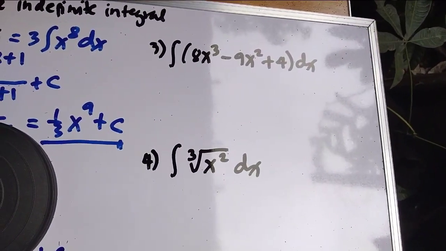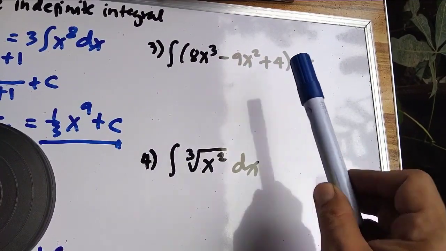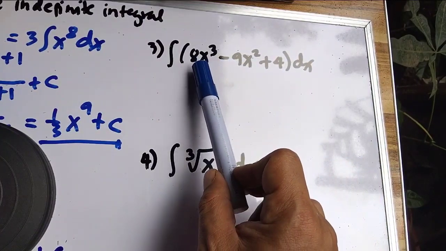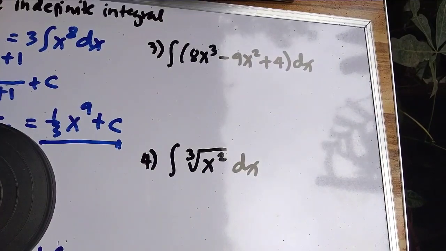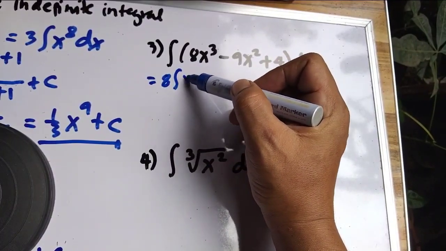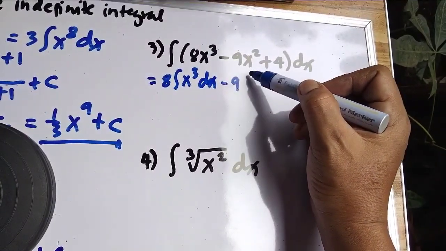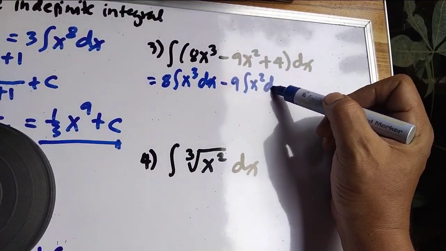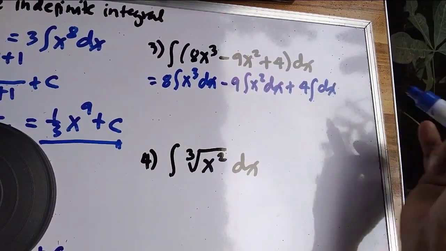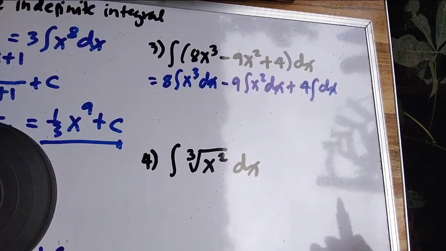You are given the integral of 8x cubed minus 9x squared plus 4 dx. We have 3 terms here, meaning we need to integrate each term. By writing this in its equivalent form, you have 8 times the integral of x cubed dx, minus 9 times the integral of x squared dx, plus 4 times the integral of dx. So each term is separated. Then you can integrate directly.